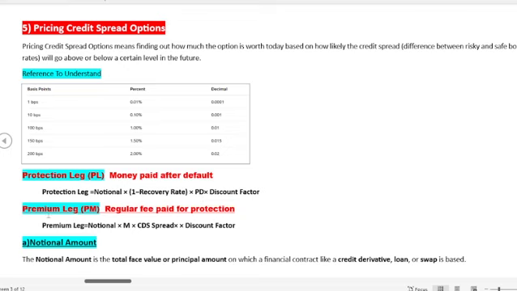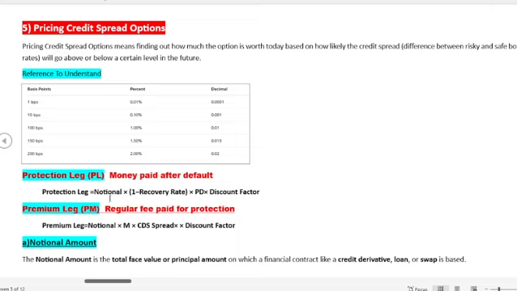Okay, next we have the premium leg, which is the regular fee paid for protection. What is this? Regular fee paid for protection. What is the formula? Premium leg equals notional, again multiplied by M. What is M here? M is the maturity, into the CDS spread, which we are going to explain in an upcoming slide, and multiplied by the discount factor. This is the formula for the premium leg.